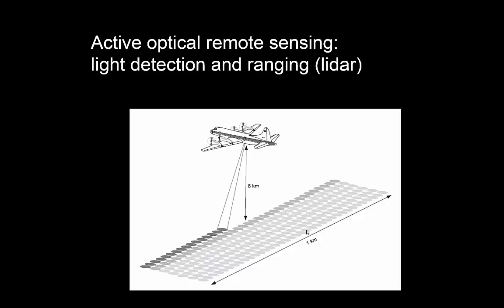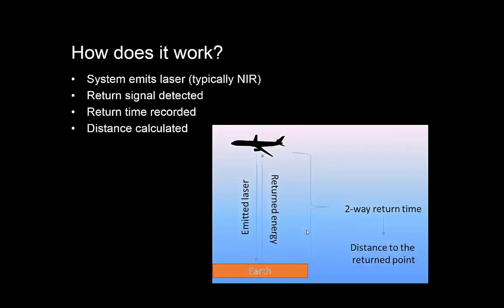What you can see here is the typical configuration of a Lidar system on an airplane, where you see as the plane moves forward, the lidar pulse, a pulse of light, a beam of light, is sent to the Earth's surface and comes back to the airplane. So how does it work?